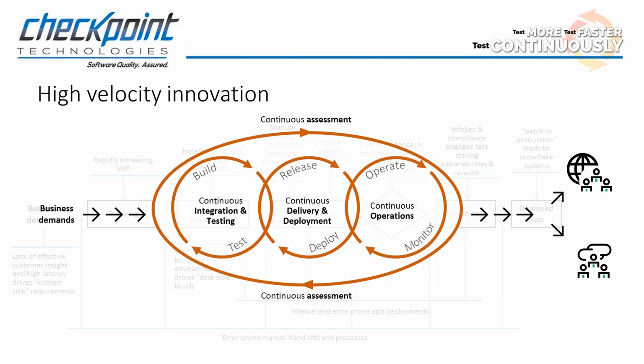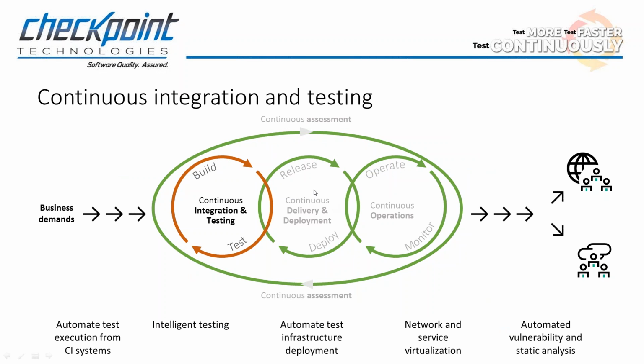All of the slides leading up to this and all of the discussion that Dean had was bringing us to this. In these three inner circles, continuous integration and testing, continuous delivery, and continuous operations, are all relating back to the points that Dean was making. And obviously, it's wrapped with this continuous assessment. What we're going to focus on is the first circle, and that is continuous integration and testing.